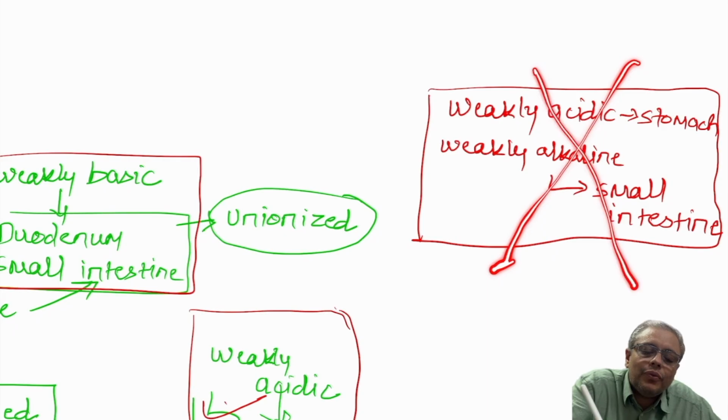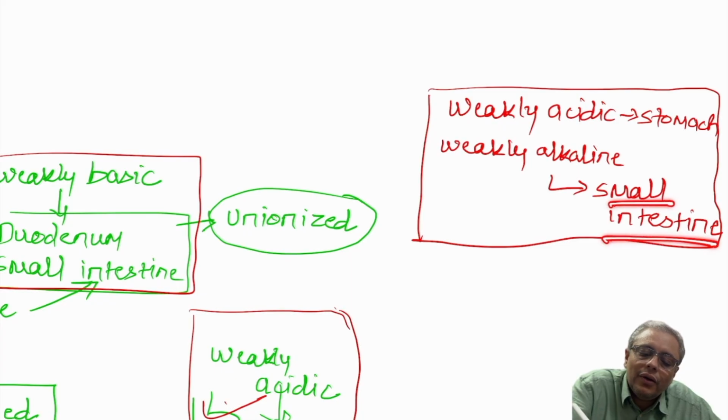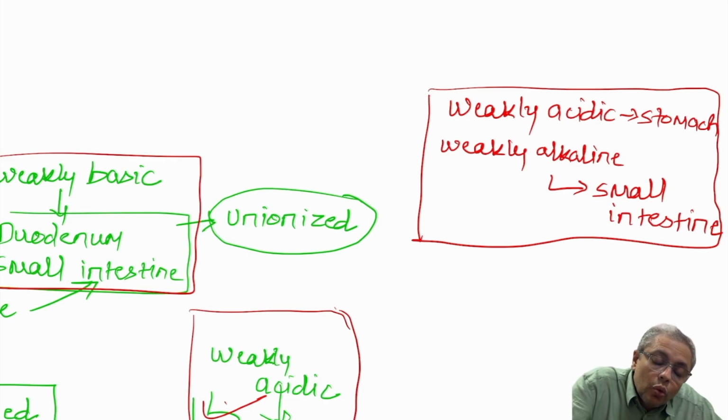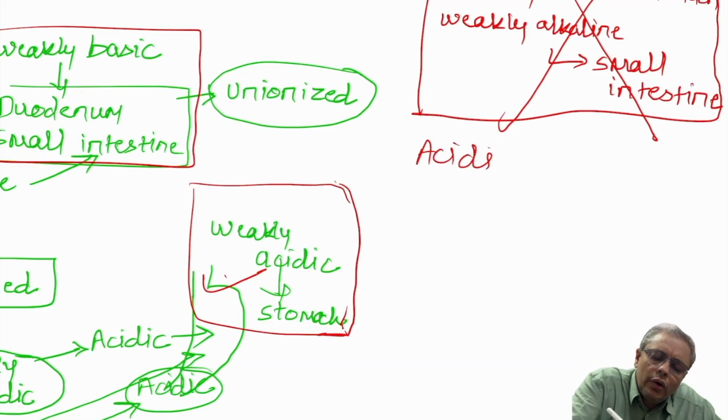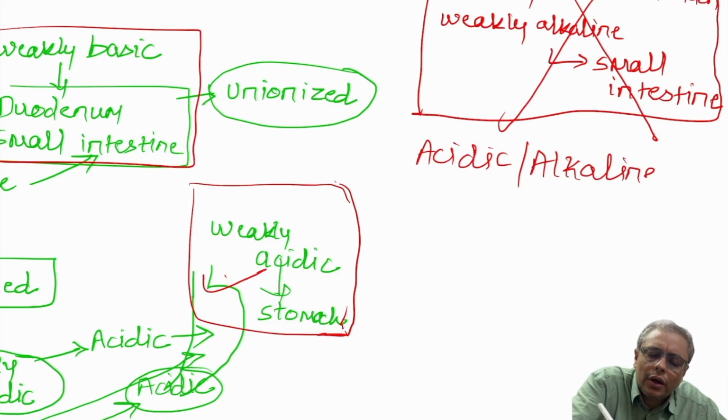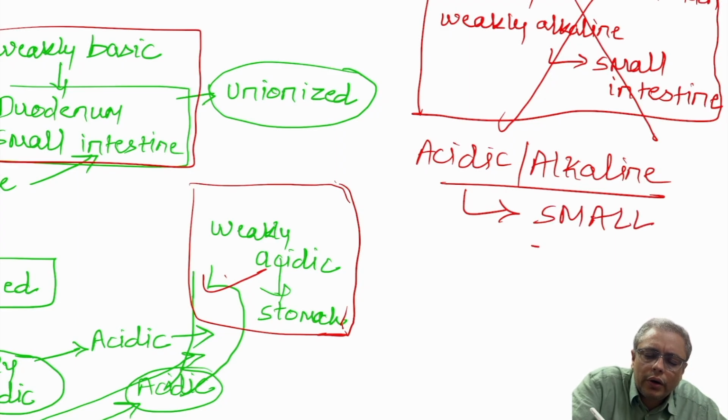Weakly acidic drugs better absorb from stomach, fine. Weakly alkaline drugs better absorb from small intestine, fine. If you just look at the ionization status, that is fine. But more important than that is the surface area. And that's why this will be wrong, whether it is an acidic drug or an alkaline drug. Major amount of the drug is going to be absorbed from small intestine. Okay, I hope it should be clear.